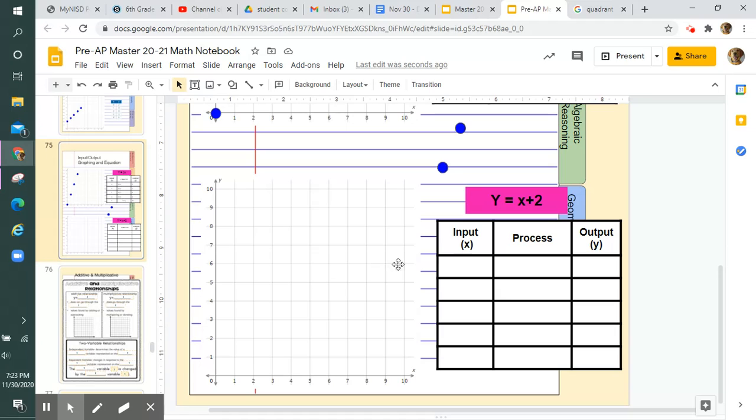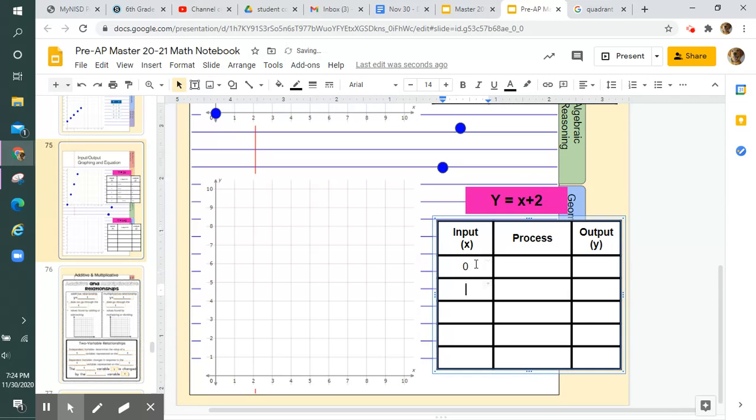Okay, so again, we have the input-output table there, and we're adding 2 to it. So again, I'm just going to pick 0, 1, 2, 3, and 4. Those seemed to work for us last time. So we're going to put those in the process. So instead of x, I'm going to put our x value, which is 0. So we're going to say 0 plus 2. 0 plus 2 is equal to 2.